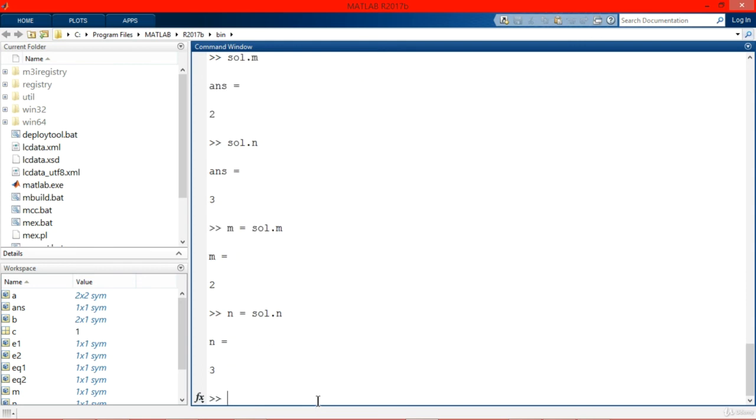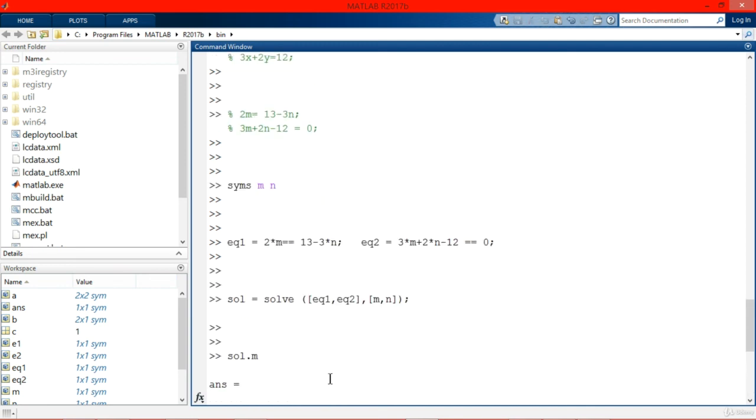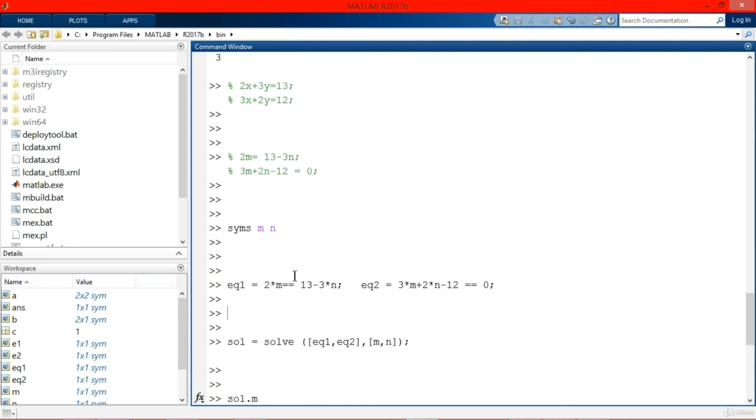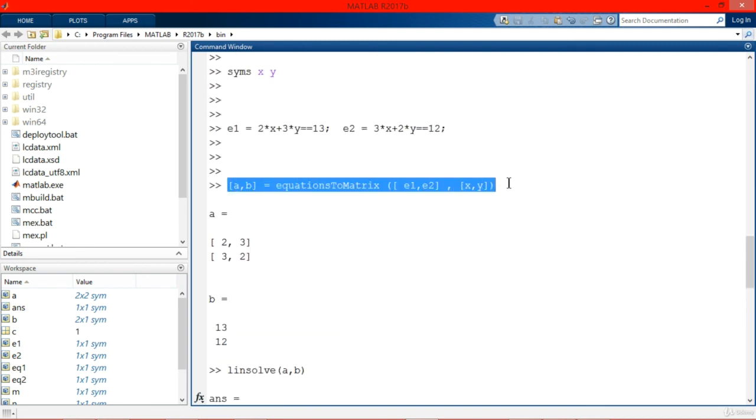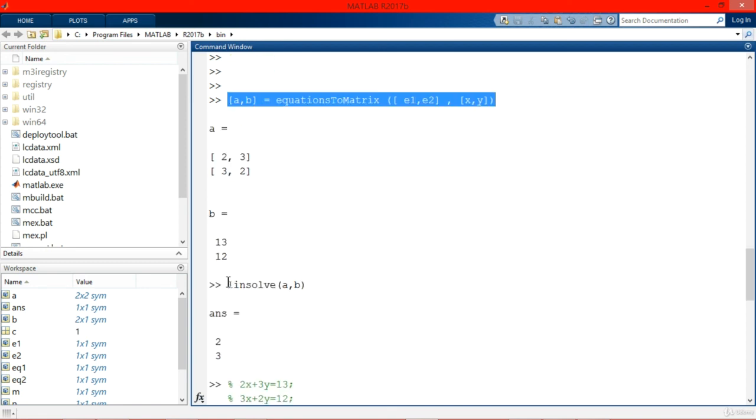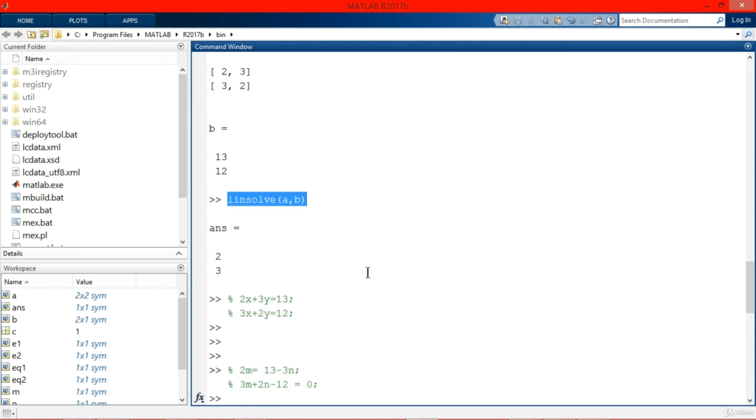So what we learned is that there are two functions to solve simple mathematical equations, linsolve and solve function. First and second step for both are the same. First, declare the symbols used in the equation, and second step is to make variables of those equations and add signs. In linsolve, third step is to convert those equations into matrices. For the fourth step, use linsolve on those matrices and we are done.